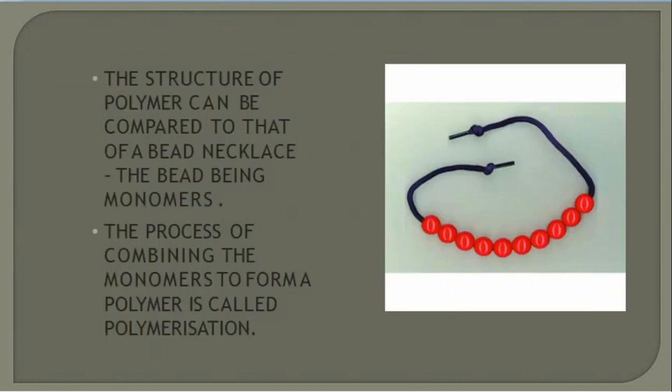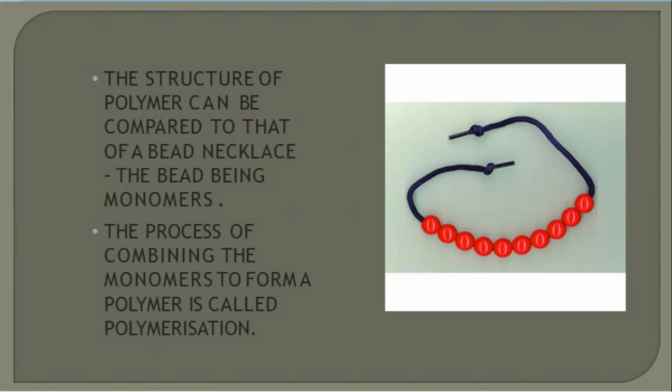So as you can see here in this figure, we have a necklace and its beads. You can assume they are monomers, and these monomers combine to become a necklace or a fiber. So the process of combining the monomers to form a polymer is known as polymerization.